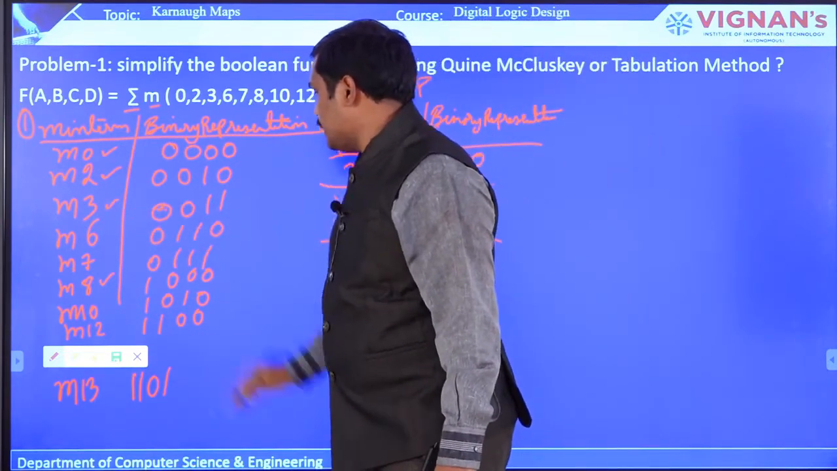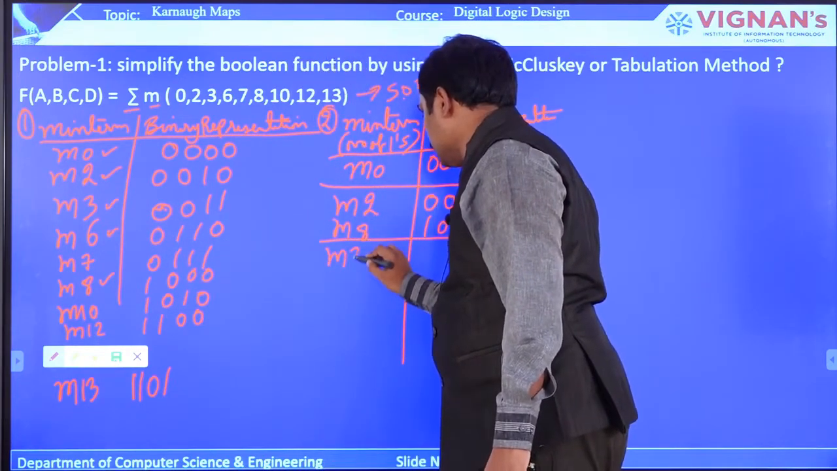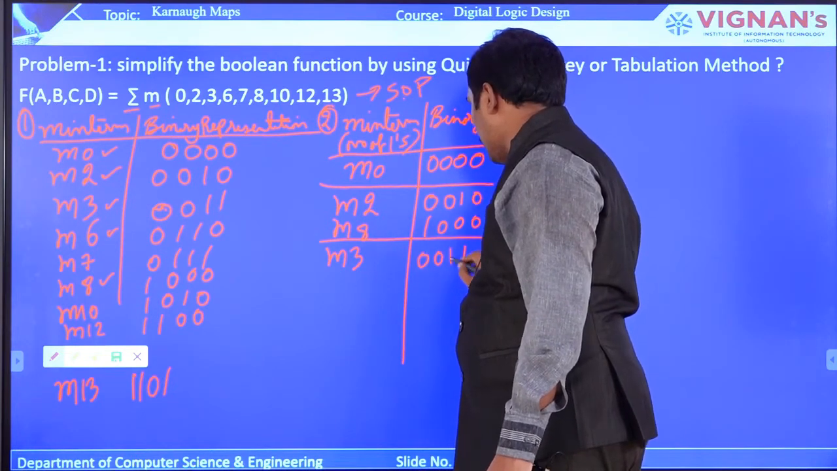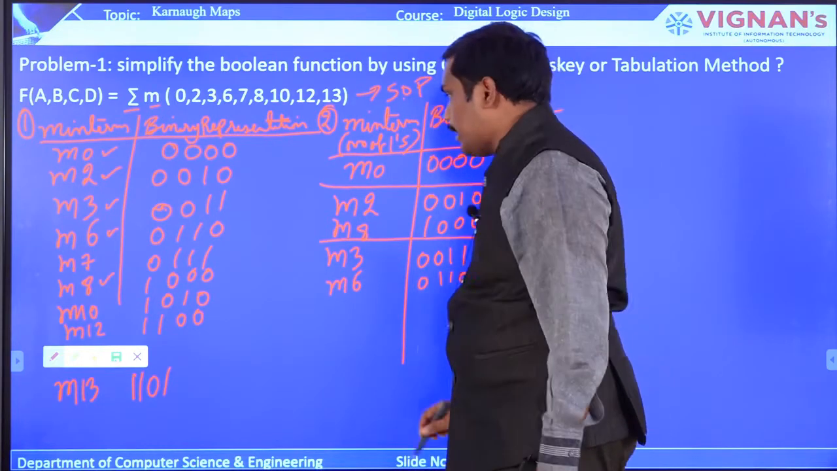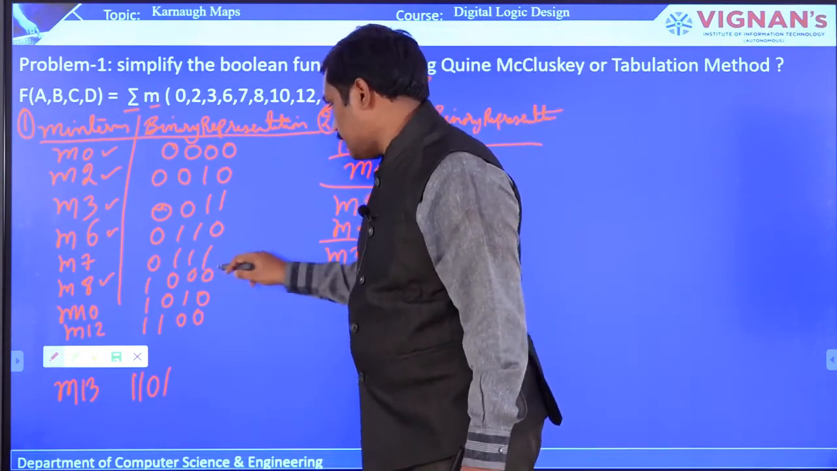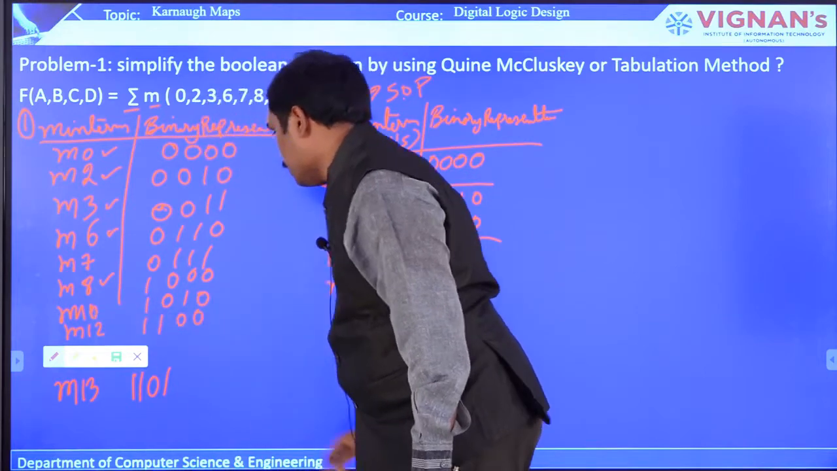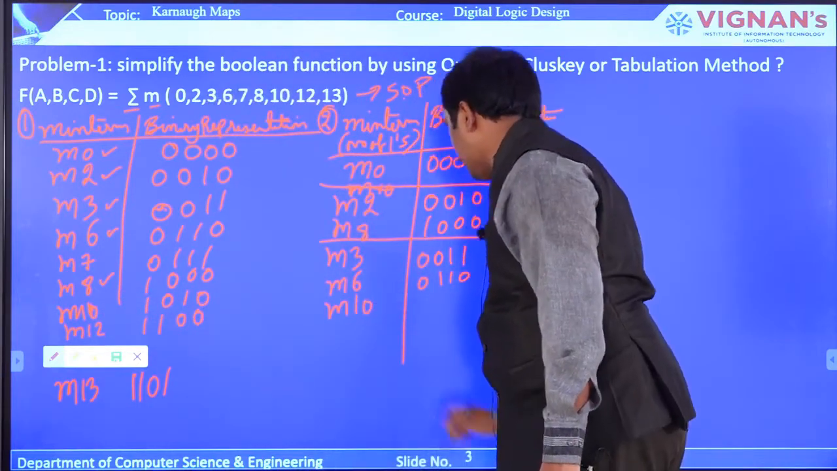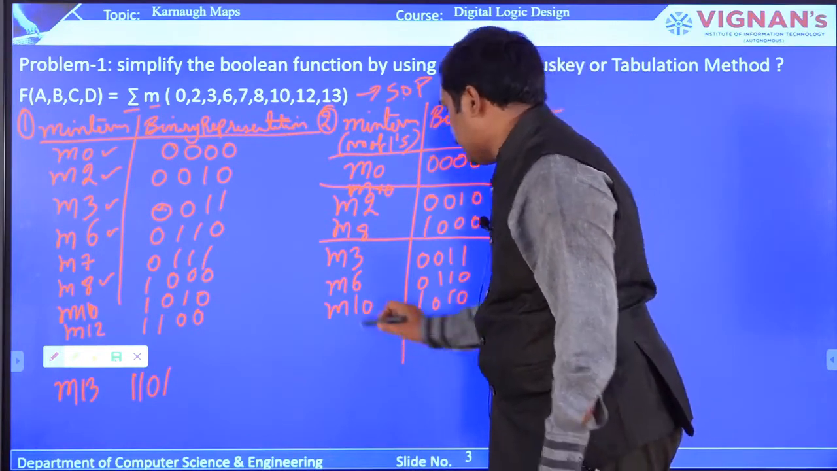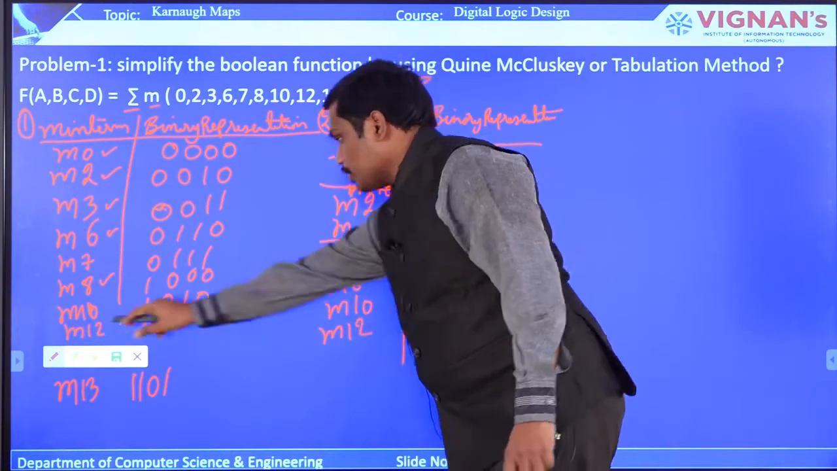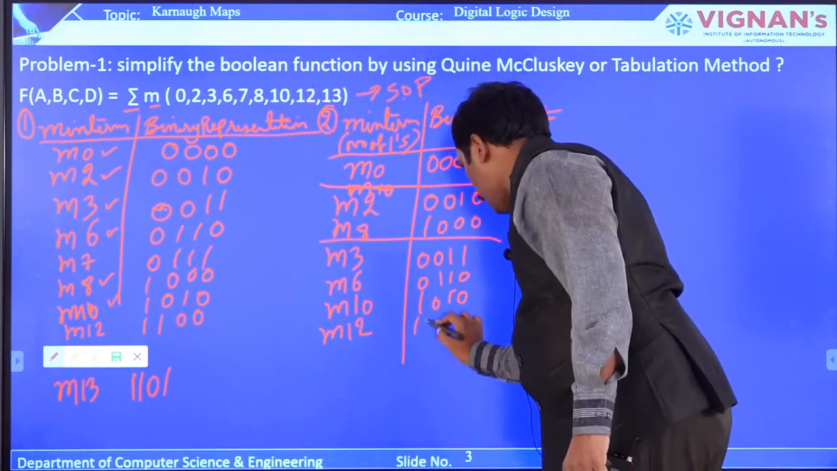Now you can see M3 is having 2 number of ones, and then M6 is having 2 number of ones. So we'll be writing first M3, which is 0, 0, 1, 1. And what about M6? That is also having 2 number of ones. So 0, 1, 1, 0. And any more that is having 2 number of ones? M7 is 3, and this is M10, right? So min term M10, with 1, 0, 1, 0, and then any more? Yes, M12 is there, because M12 also has 2 number of ones. So we are going to write 1, 1, 0, 0.